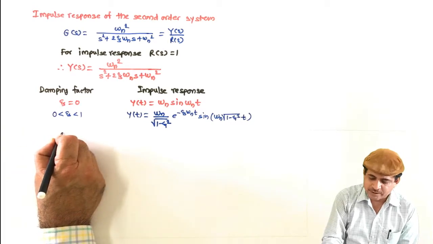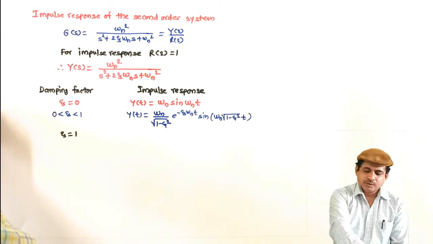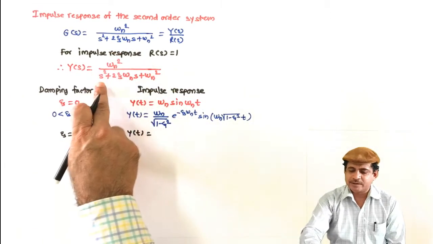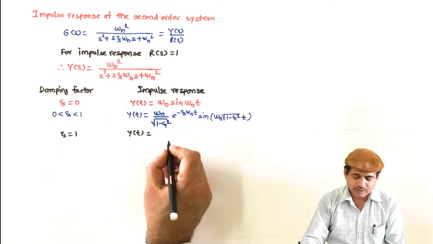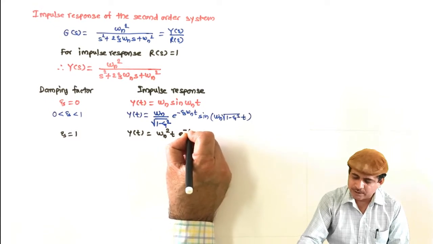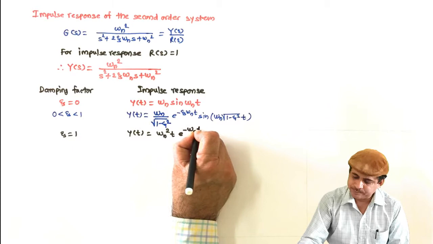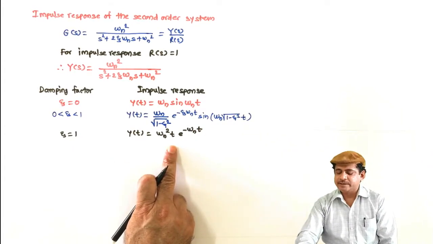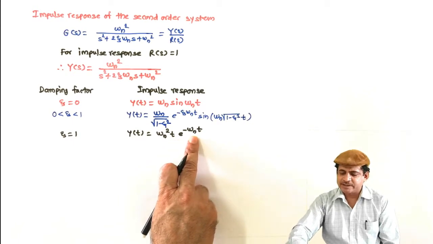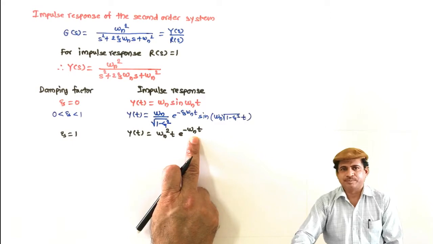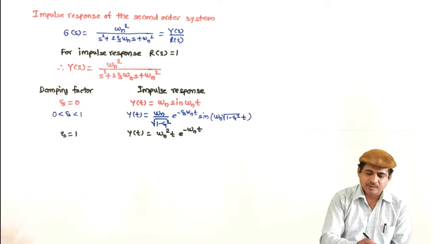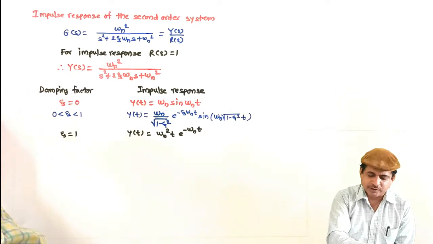The next is for zeta equal to 1. So for zeta equal to 1, this will be omega n square upon s plus omega n whole square. So it is nothing but omega n square t e raised to minus omega n t. Here also you can see that as time t increases, this t increases, but the exponential decreases. So the decrement is more, and hence it approaches 0 at time t equal to infinity. And it is non-oscillatory, it will not oscillate.